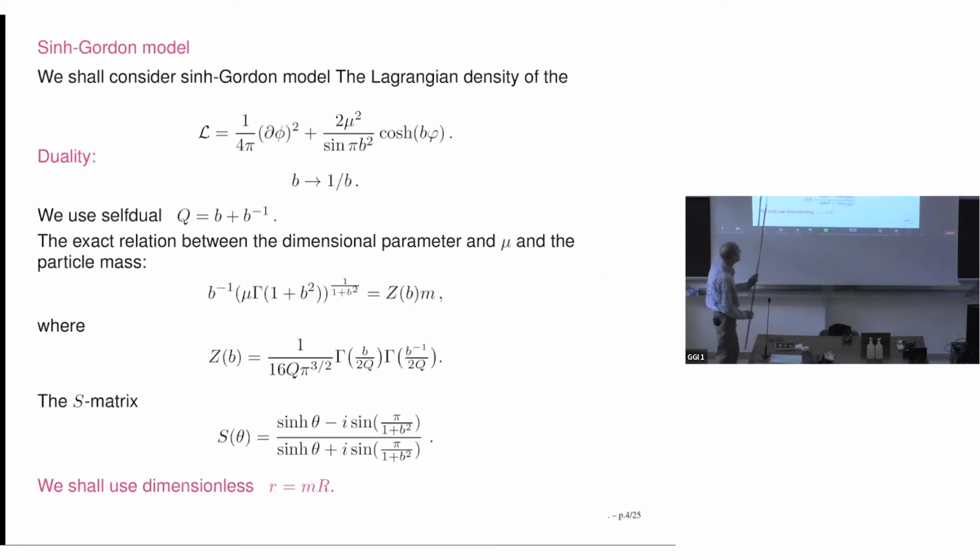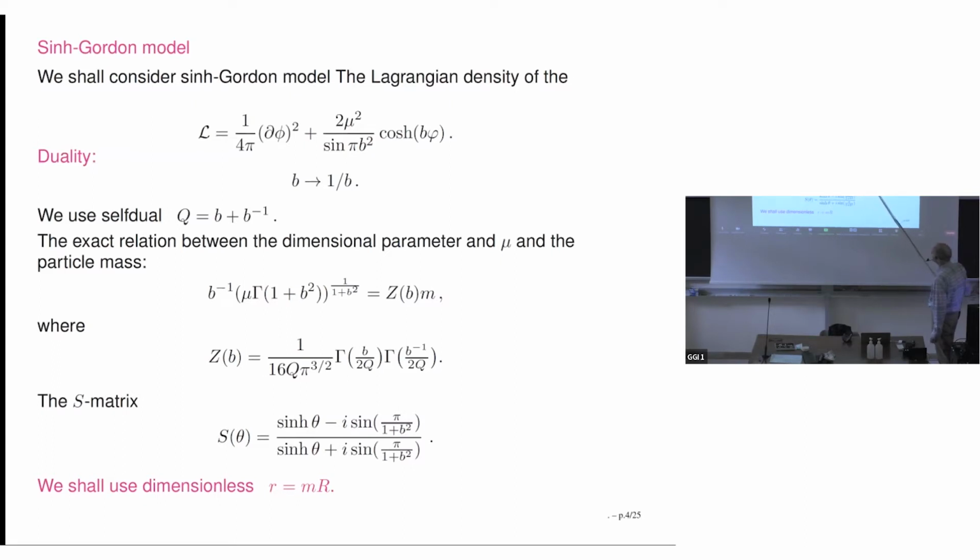Now I will be considering one particular model, which is the SinhGordon model. Here is the Lagrangian density. I use some strange normalization here, but it is useful to me. The SinhGordon model is known to be invariant under B to 1 over B.